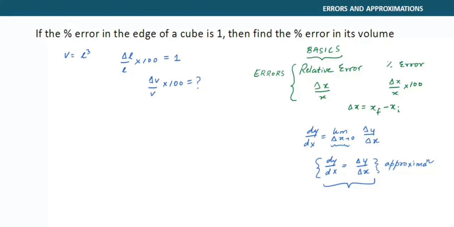Okay, so now let's see how we are going to achieve this target and how we are simultaneously going to use all of this in the question. So here we know V is equal to L cube. Can we differentiate? Let's say we differentiate volume with respect to length only. What will be the derivative? dV by dL will be nothing but 3L square.